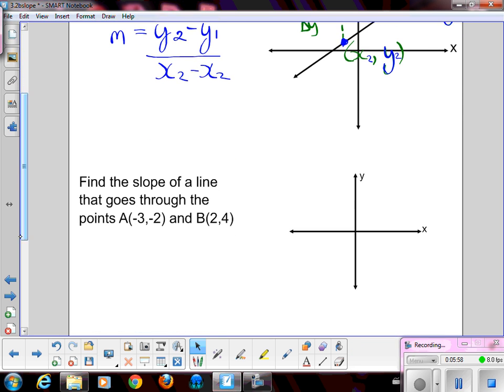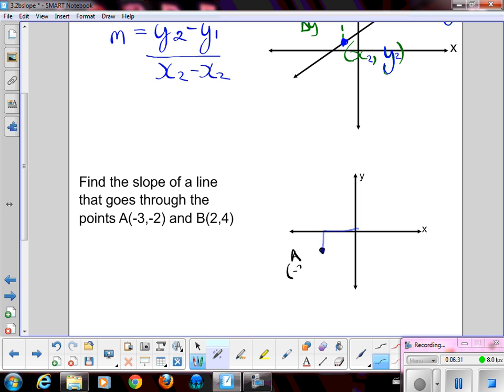So here it says, find the slope of a line that goes through the points A (-3, -2) and point B of (2, 4). Now, if you notice to the side, I do have an axis, and so what we're going to do is just quickly sketch where those points are. So point A, we're going to go over approximately -3 and down -2. So that's roughly where our point A is located.